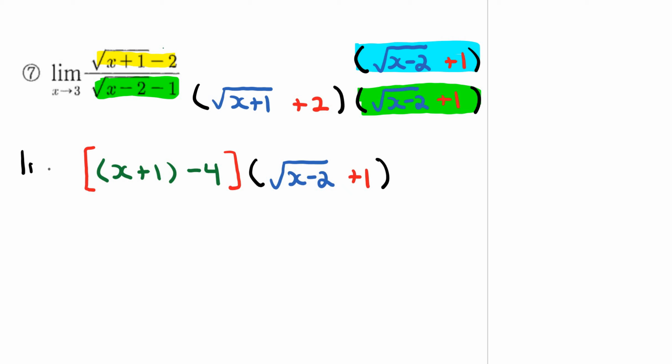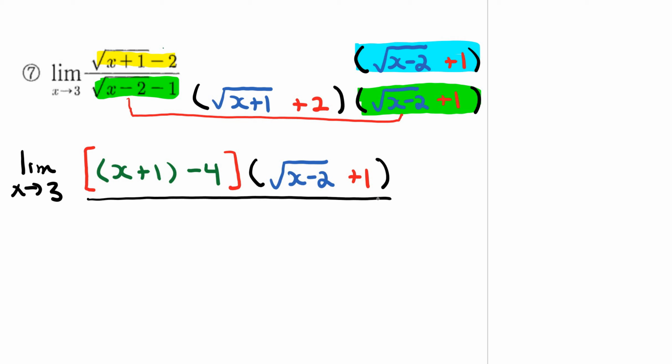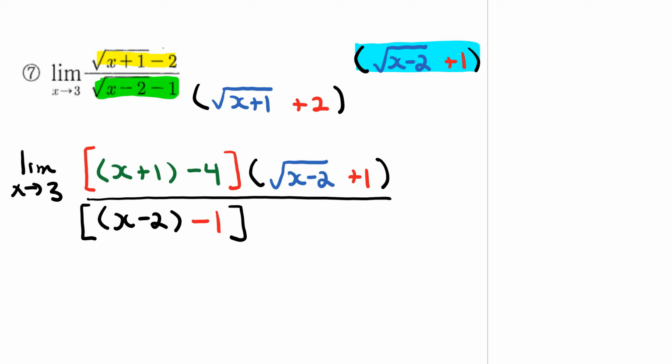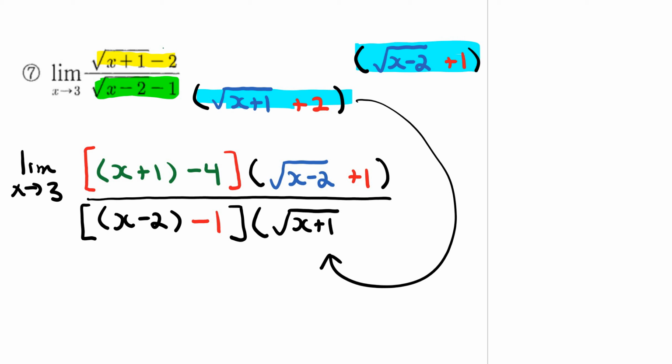All right, so I'll write my limit sign over here. And then what we're going to do now is multiply the green with the green. So root x minus 2 times root x minus 2 is going to be just x minus 2. And then if I multiply this negative 1 with this positive 1, I get a negative 1 there. So I'll put that in a bracket. And then I'm technically done with this. I still have this blue part here, so I'll put that blue part just underneath here. That's going to be bracket root x plus 1 and then the plus 2.